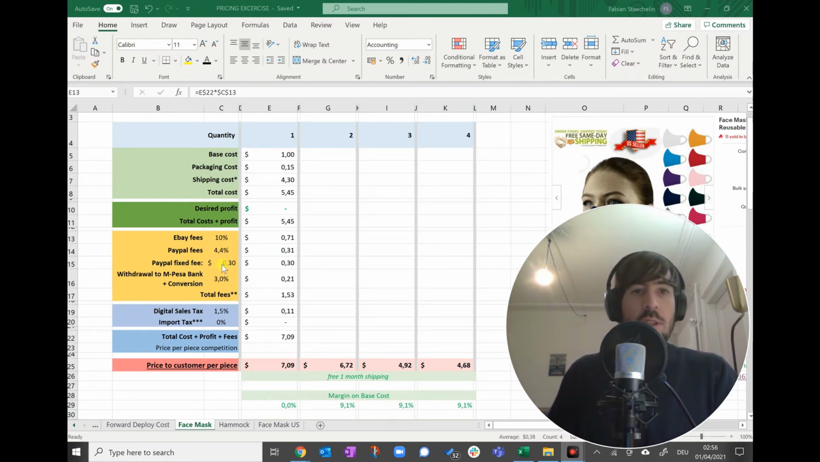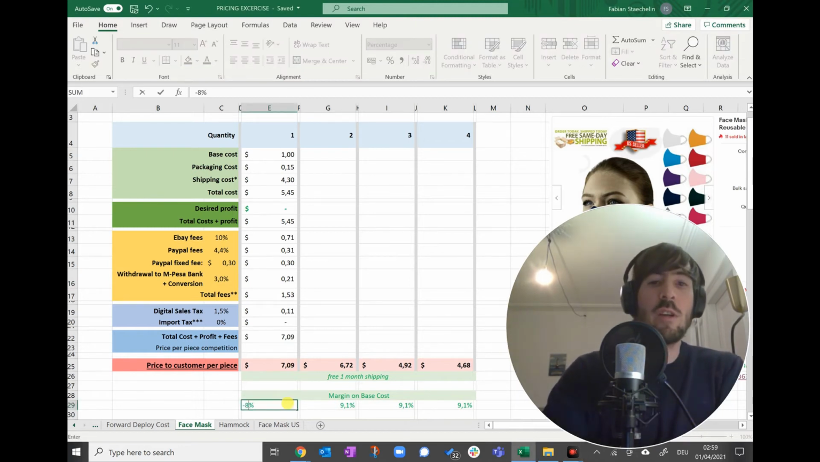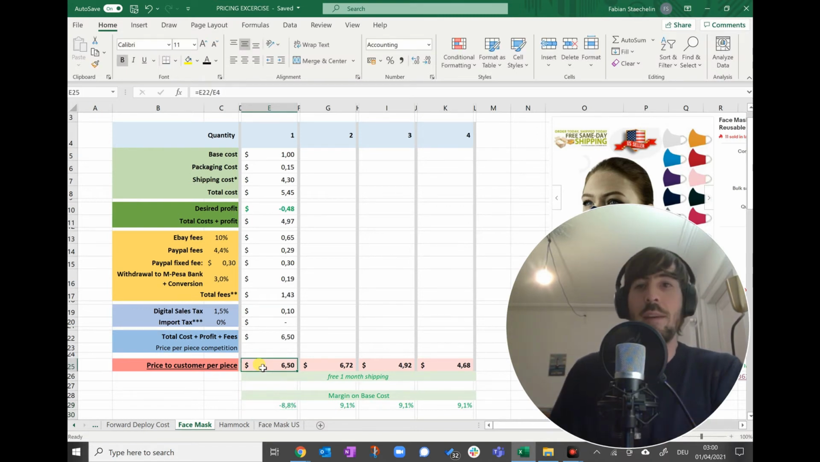We have a 30-cent fixed fee per transaction. And in the case of Kenya, if we want to withdraw the money into M-Pesa, it's a 3% withdrawal fee. So we had established the market price at $6.50 and we had established our cost. So it turns out the cost was $7.09. So if we wanted to be competitive, we would actually operate at a negative margin of minus 8.8%. Doesn't really make a lot of sense.